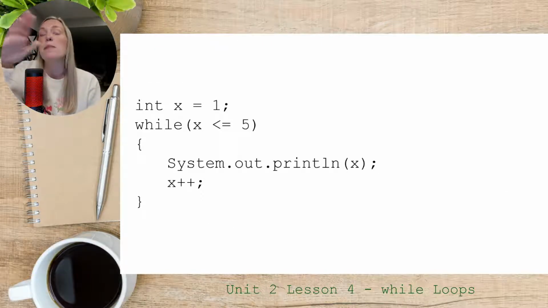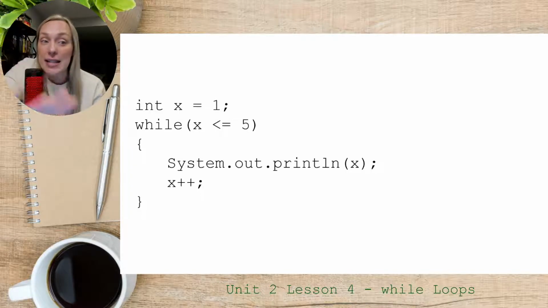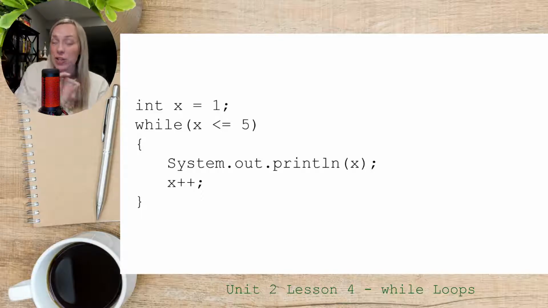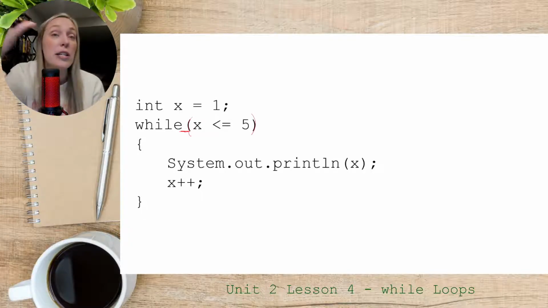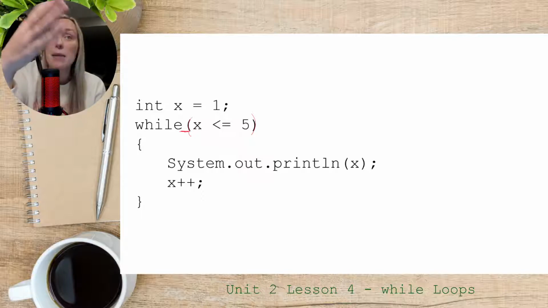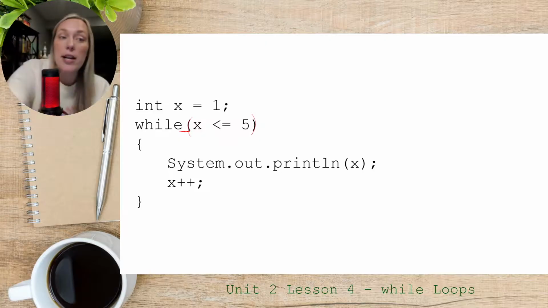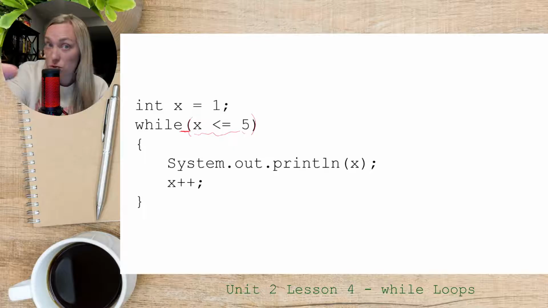So here's a very simple example of what you might see. You start off with a declaration and assignment, int x equals 1, and then you see the while loop syntax. It actually has the word while in it. There may or may not be a space here, that's up to you. Then we have our condition in parentheses, very similar to an if statement, right? An if statement had if, and then in parentheses, a condition. Same thing here. We have a Boolean condition that evaluates to true or false.